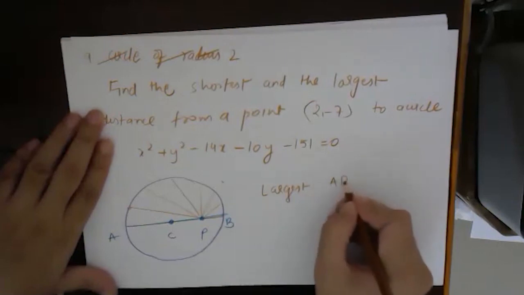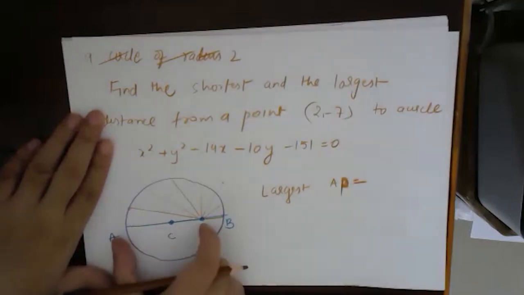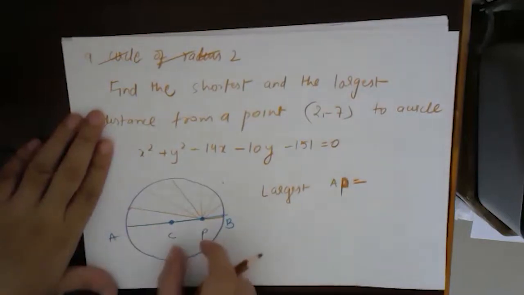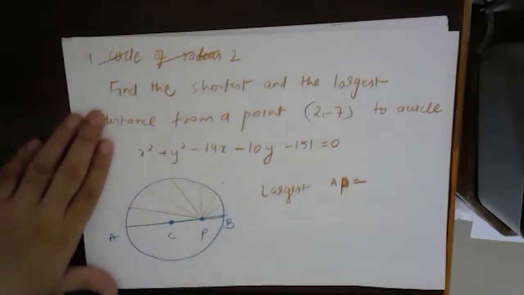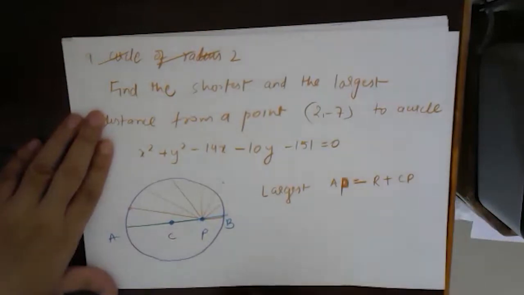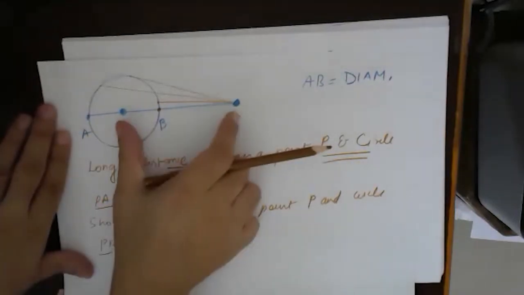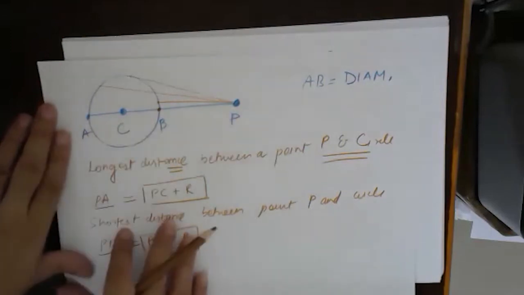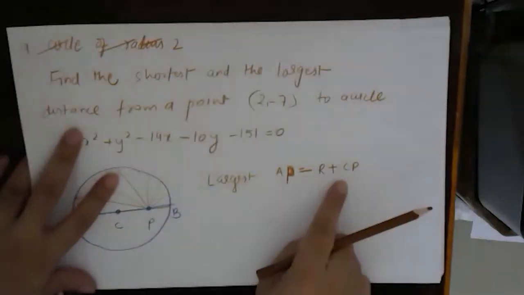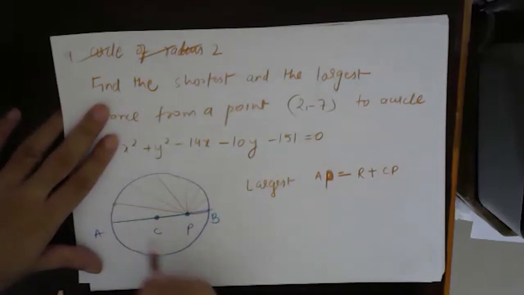The largest distance will be AP, where AP is nothing but the radius plus CP. In the previous one, we got AP equal to PC plus the radius. So in this case also, we will get the same thing: radius plus PC. This is R, this is PC.